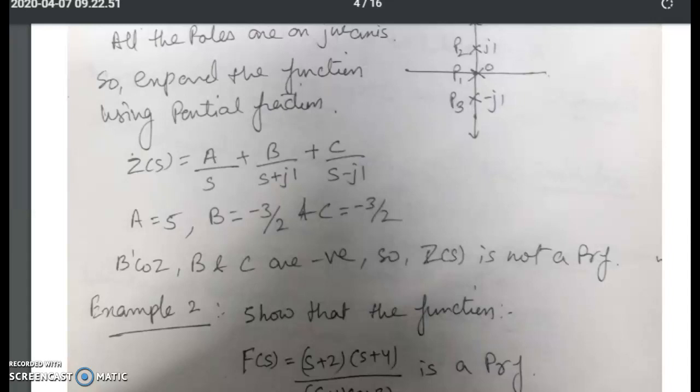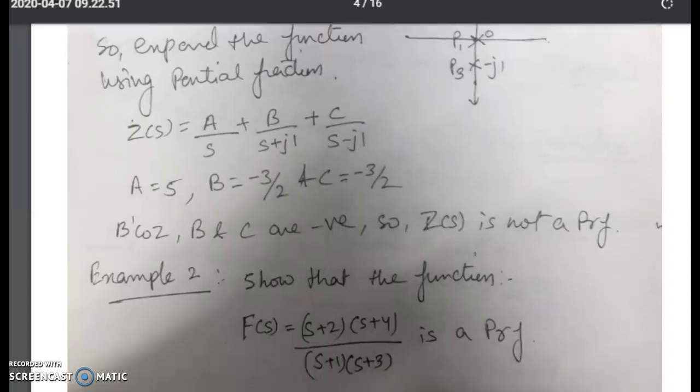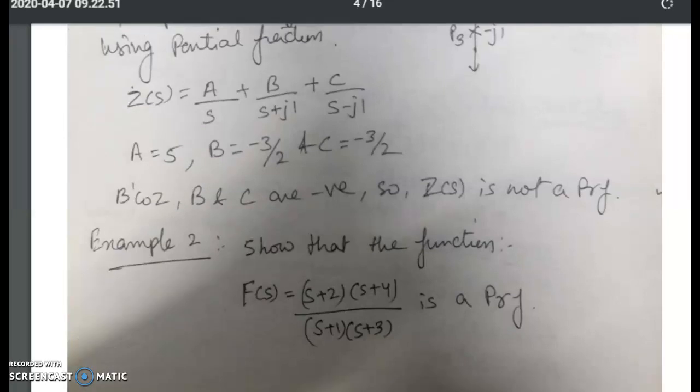Once any condition is not satisfied, it's not necessary to proceed further and check the third condition. So we stop here only, and the function Z(s) is not a positive real function.